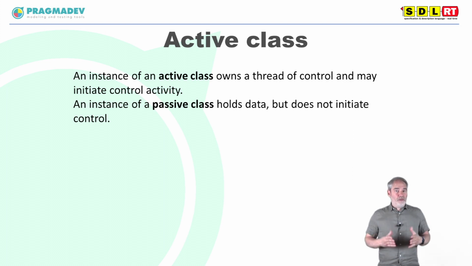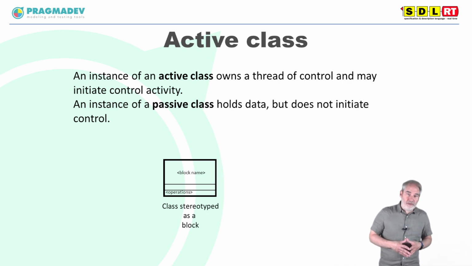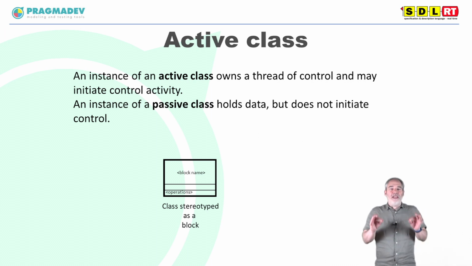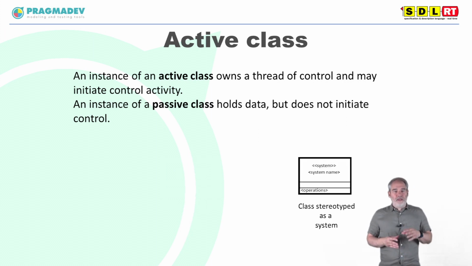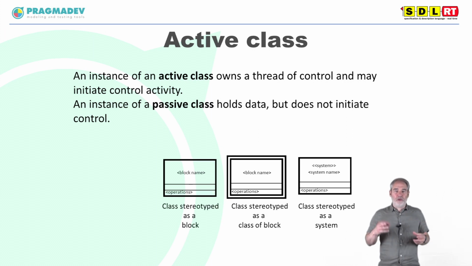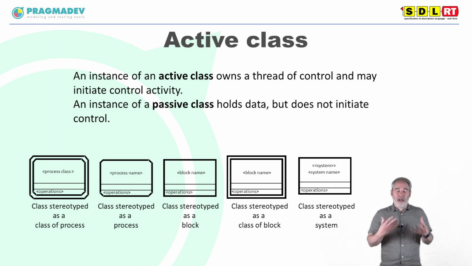For that reason, in SDL-RT, there are additional graphical representations for active classes. The main difference is the thick line to represent the box. There is a representation for a system, a block, a class of block, a process, and a class of process. All these are active classes.